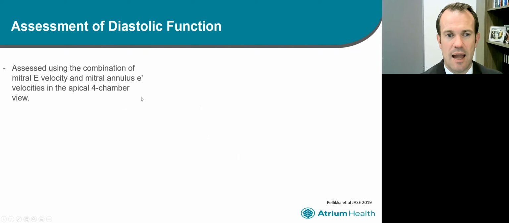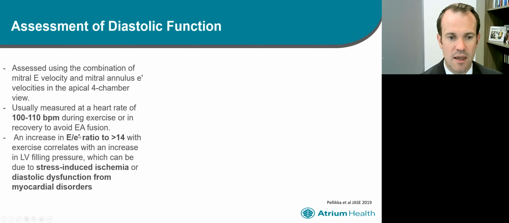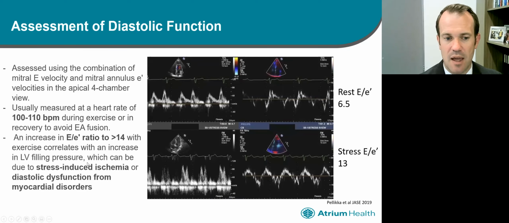We'll do this using a combination of the mitral E velocity, the inflow, and the annular velocity, the E prime, in the apical four-chamber. We'll usually use this a little bit later in recovery. The heart rate needs to come down a little bit to avoid EA fusion. And if that E over E prime ratio increases above 14, that tells us that there's exercise-induced diastolic dysfunction. This can be related to ischemia or maybe related to other myocardial disorders.